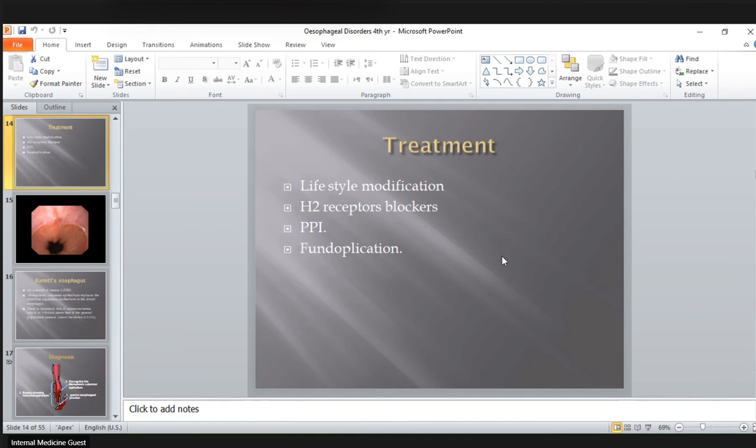help. H2 receptor blockers can be used for symptomatic control in very mild disease. The mainstay is proton pump inhibitors. Which is the best one? They are all good medications, so any one can be used. The best one is the cheapest one that works for the patient. And there is room for surgical intervention if the patient does not want to take medications and is unlikely to change his lifestyle.